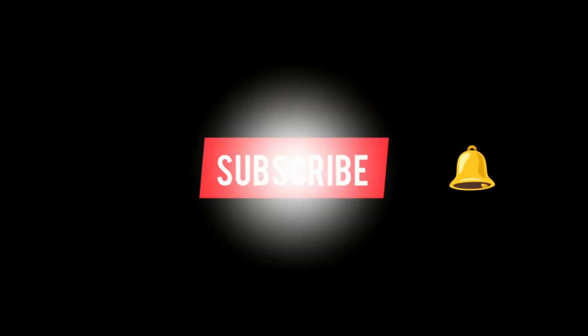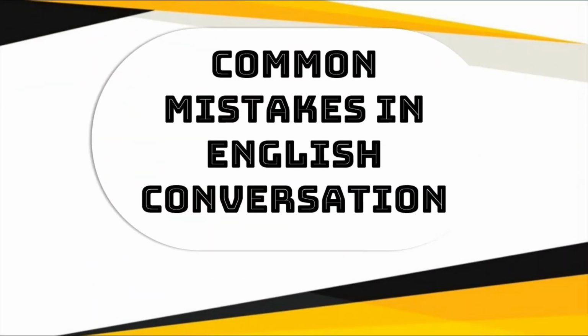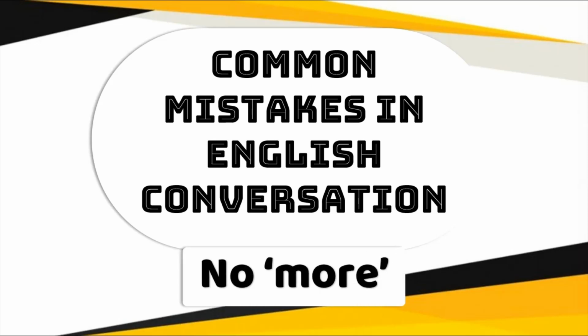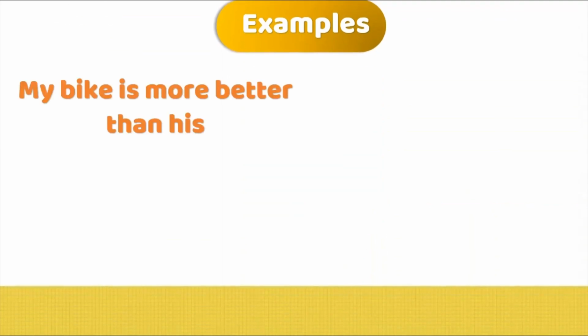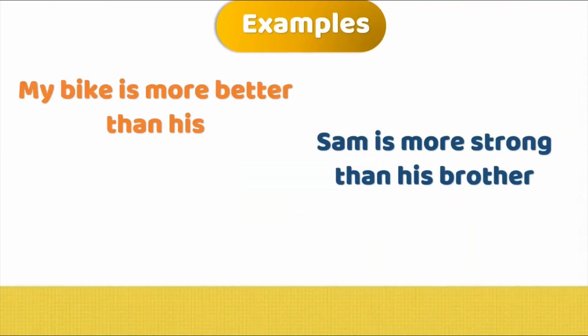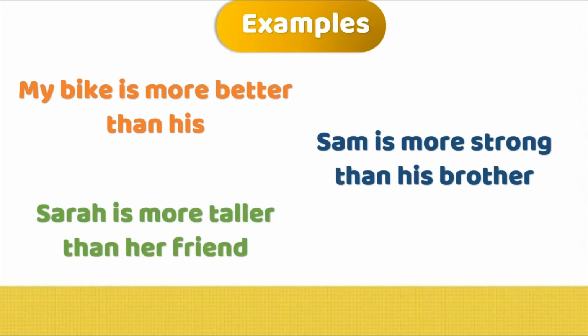Without further ado, let's see what this is all about. Now as usual, we start with some examples. So let's see. My bike is more better than his. Sam is more strong than his brother. Sarah is more taller than her friend.